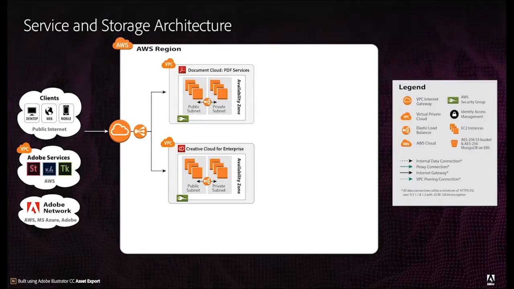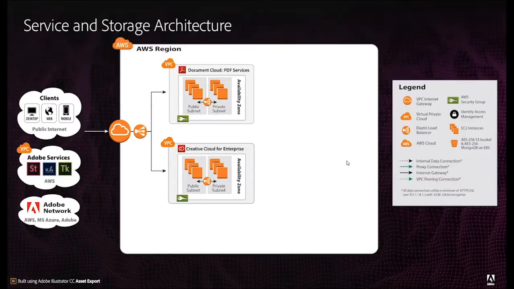Everything within the VPC is actually locked down by an AWS security group. Those are the green keys there. A security group is another layer of control that allows Adobe to control the inbound and outbound traffic through the VPC like another virtual firewall.